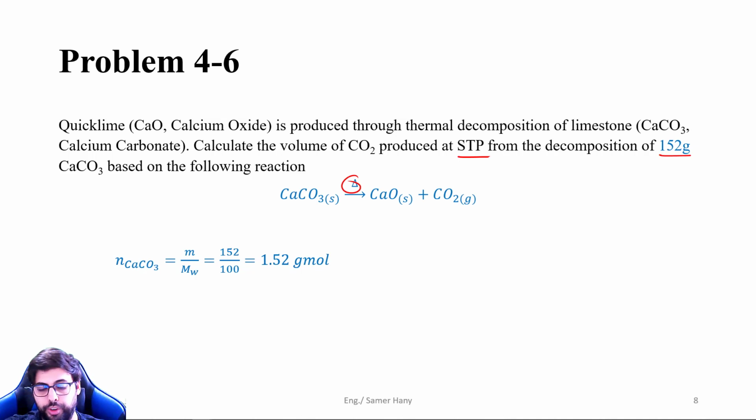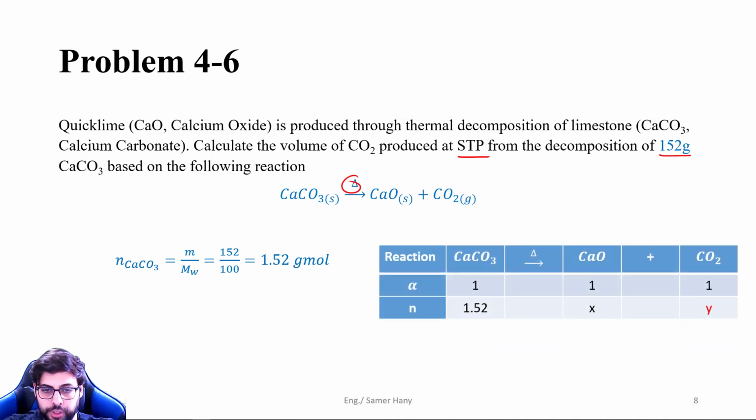So if we build the reaction table for this particular reaction, 1 mole, this is just the stoichiometric coefficient, 1 mole of calcium carbonate reacts or decomposes into 1 mole of calcium oxide, and also 1 mole of carbon dioxide.